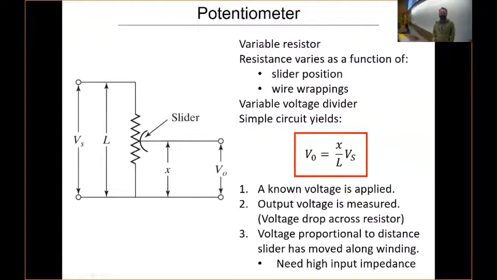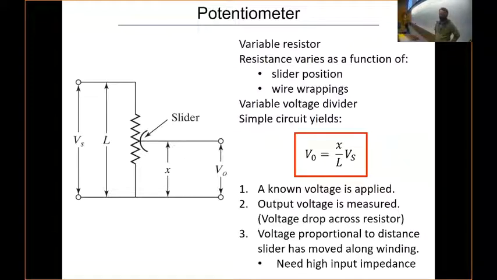So it's a variable resistor; resistance varies as a function of slider position and wire wrappings. We'll talk more about those wire wrappings pretty soon. Like we said, essentially it's a variable voltage divider. So the equation we use is this one here in the red box. The output voltage is the ratio of the slider position divided by the total length times the source voltage. It's pretty simple how it works.